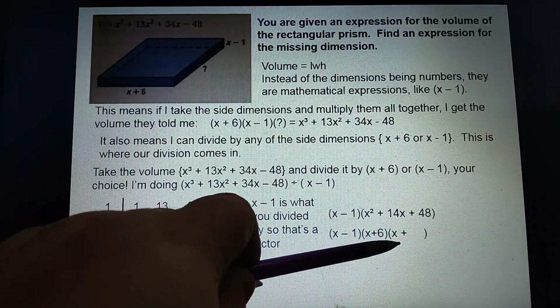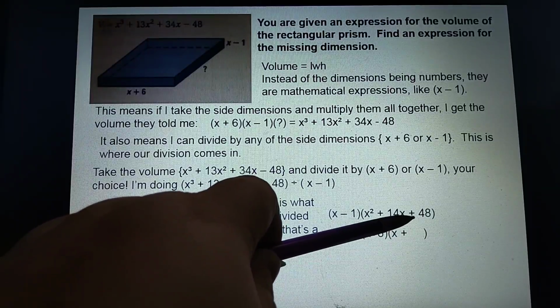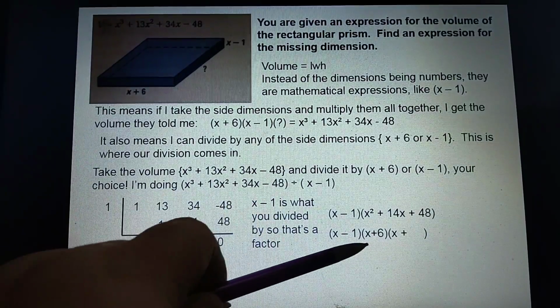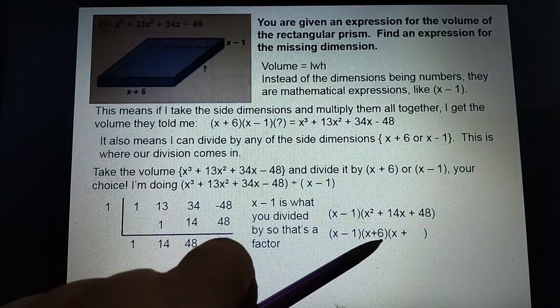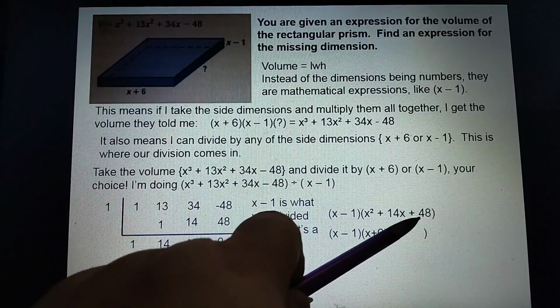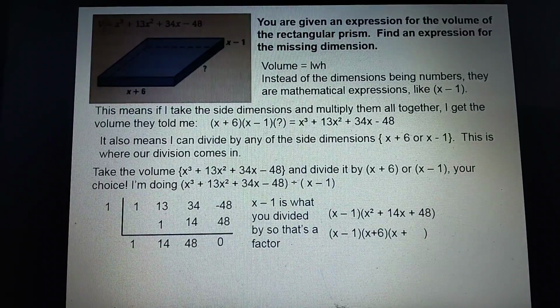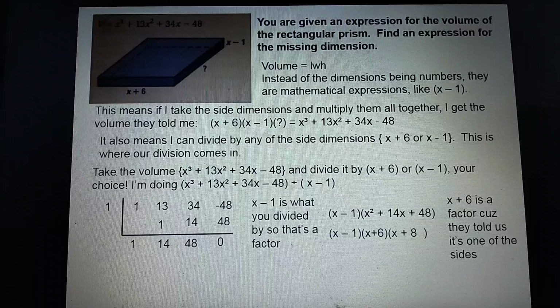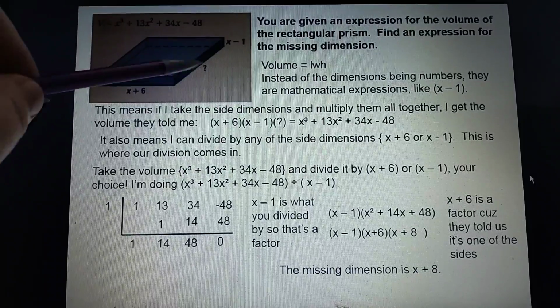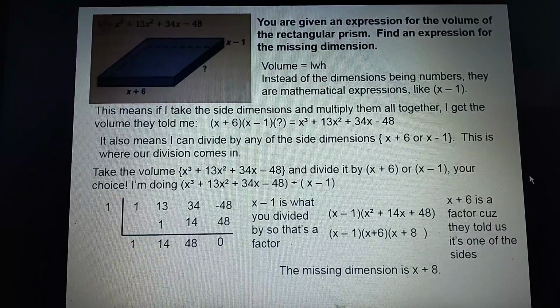And then that leaves me with this. This is a plus sign, so both signs are plus. So now all I'm looking for is what times 6 gives me 48. And that's 8. So that missing dimension, the one we don't know, is x plus 8.